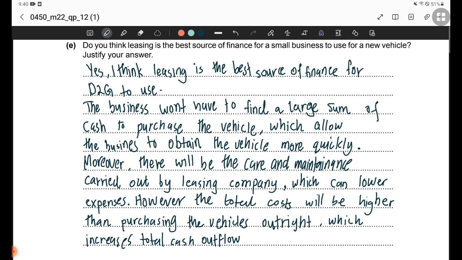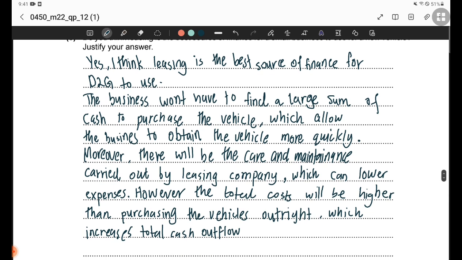So, next, the care and maintenance will be carried out by the leasing company, which can lower expenses, of course. Okay, so that is it for the leasing. When you justify your answer, however, the total cost will be higher than purchasing the vehicle outright, which increases the total cash outflow.